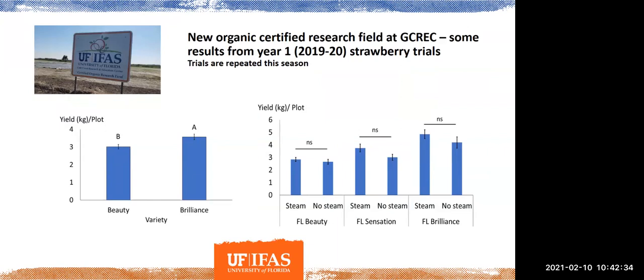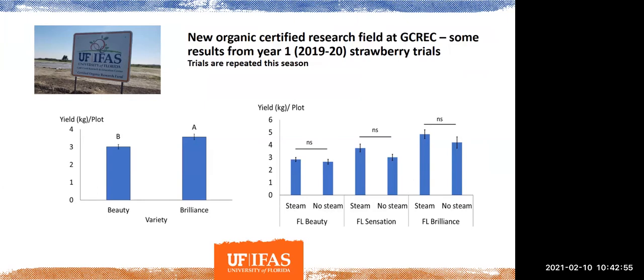So in the nematicide trial, overall, the Brilliance yielded significantly better than the Beauty. In the steam, the transplant heat treatment trial, we saw the same thing. Again, the Brilliance looked better than the Beauty. We had Sensation in there as well, which was kind of in between.